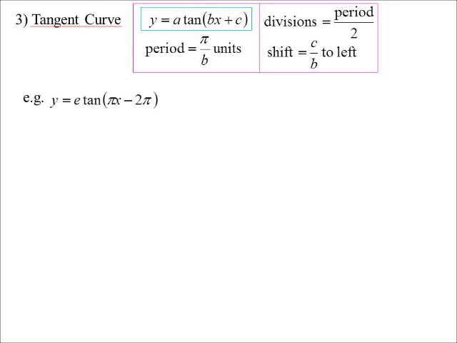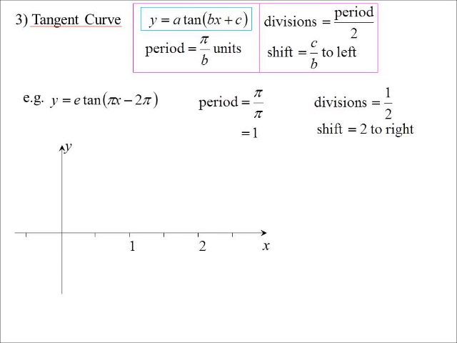Here we go. Y equals E tan (pi x minus 2 pi). So the period will be pi divided by pi. Period is 1. Divisions I'll mark off every half. We've shifted 2 to the right. So okay, let's draw it in. Mark off my divisions. There they are. Every half. Normally with a tan curve I would start at the origin.